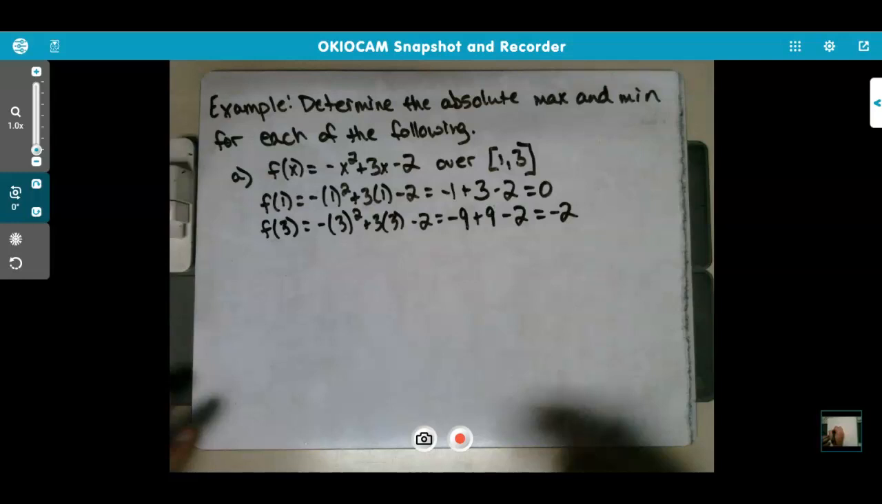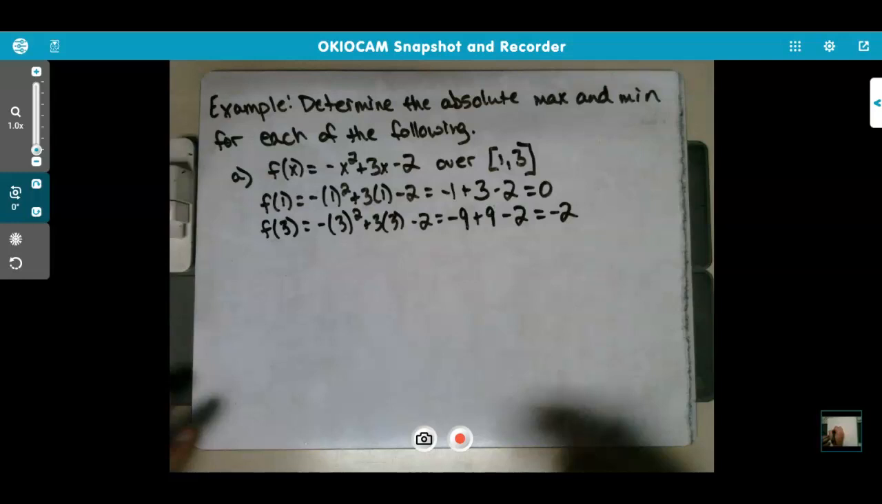So now do f of 3 over 2. That's negative 3 over 2 squared plus 3 times 3 over 2 minus 2. 3 over 2 squared is 9 over 4 because 3 squared is 9, 2 squared is 4. 3 times 3 over 2 is 9 over 2 minus 2. We need a common denominator of 4. To get 4, multiply this one by 2 and multiply this one by 4. So negative 9 over 4, 9 times 2 is 18, so plus 18 over 4 minus 8 over 4. Negative 9 plus 18 is 9. 9 minus 8 is 1, so 1/4.